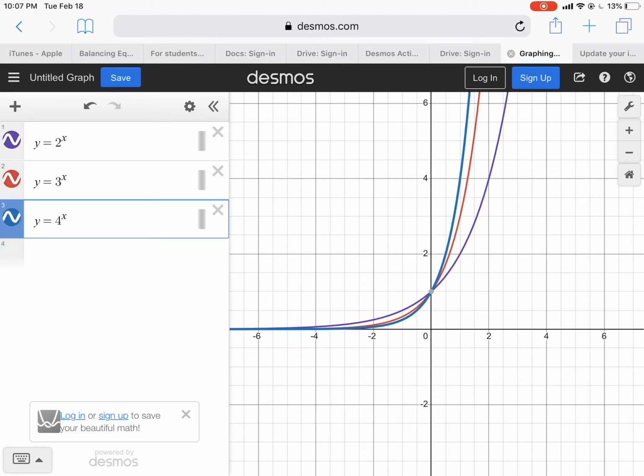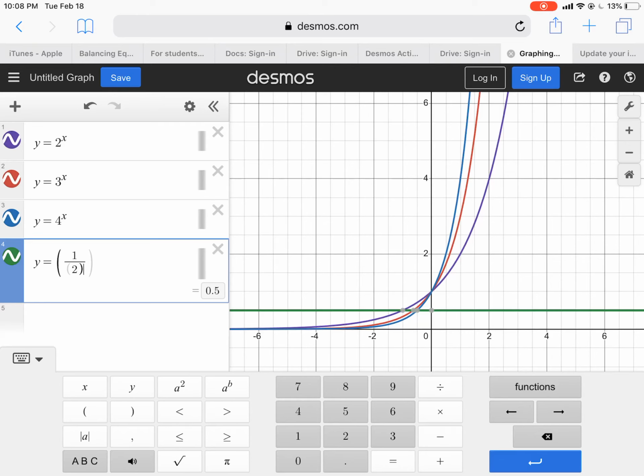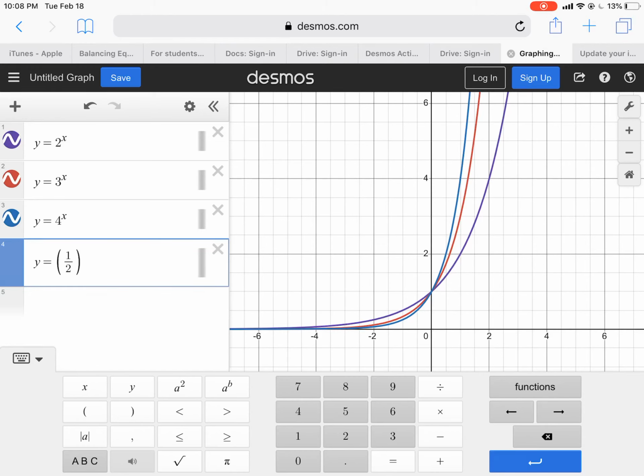2 to the 0 is 1. 3 to the 0 is 1. 4 to the 0 is 1. What if I put in y equals 1/2 to the 0, what do you think it's going to do? Same thing. So unless I move it right, left, up, down, all exponentials, all decays will go through the point (0, 1). Because we know the rule of exponents is that anything to the 0 power is 1.